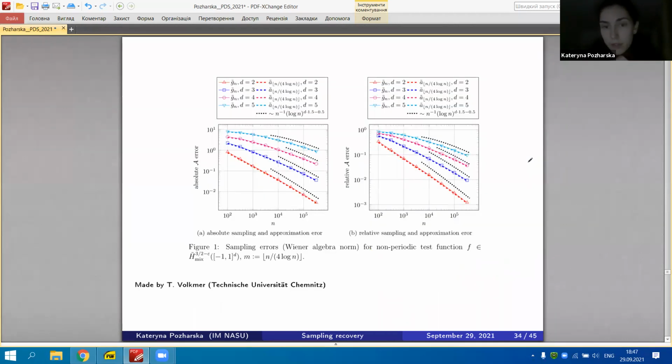And just to finish, here you see the realizations of random nodes, and these pictures were made by Tony Waltner. So you see that these random points behave well.